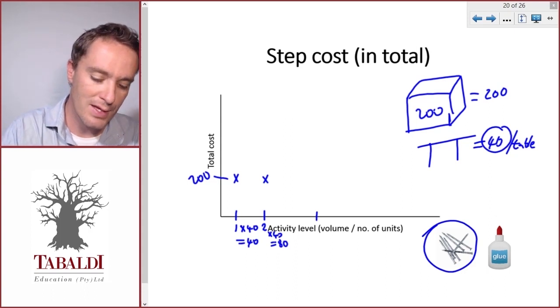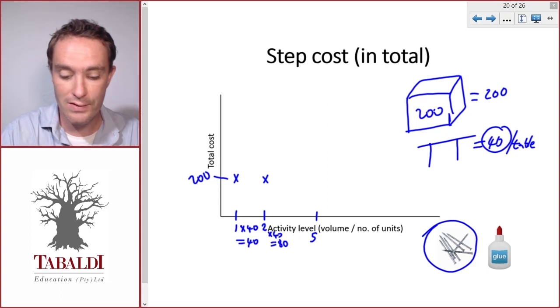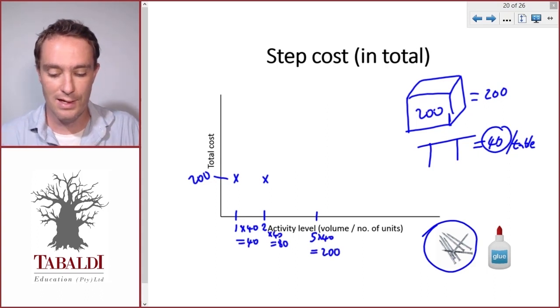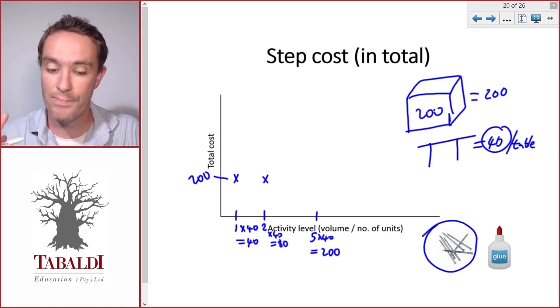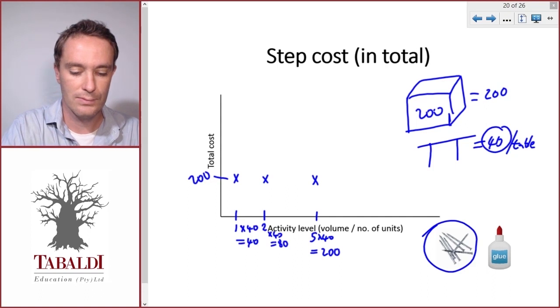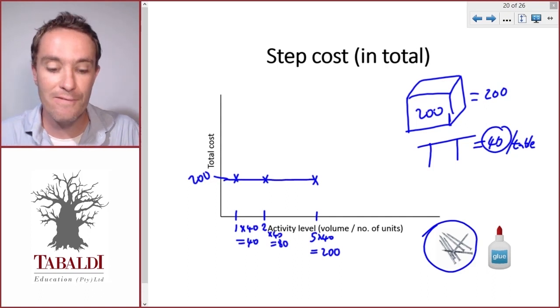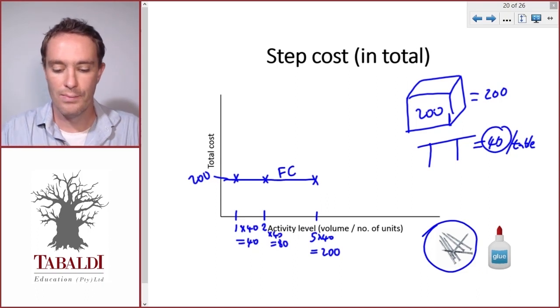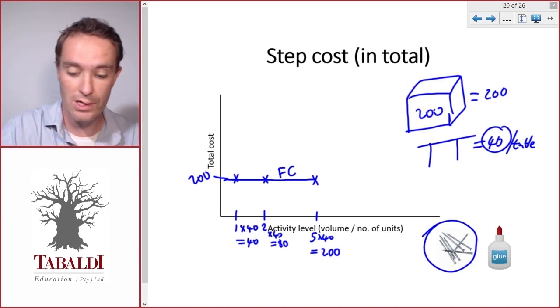And that will stay the same even if we make 5 tables. So 5 times 40 nails will be 200. So we'll have just enough when we buy 1 box of nails, but it'll only cost us 200. So you can see it's like a fixed cost. But now what happens if we make 1 more, so 6 tables?